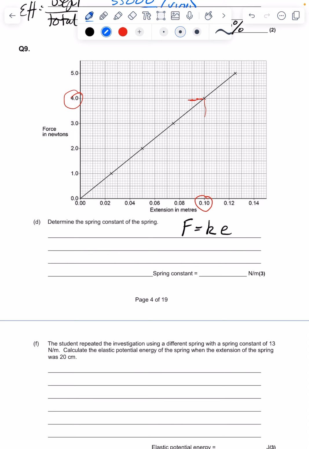You can have any point on this gradient. So the force here is going to be 4. We want to work out the spring constant, so we're not sure what that is, but it's times the extension. And we can then rearrange that. So our spring constant equals force divided by extension, which gives us an answer of 40 Newton meters.